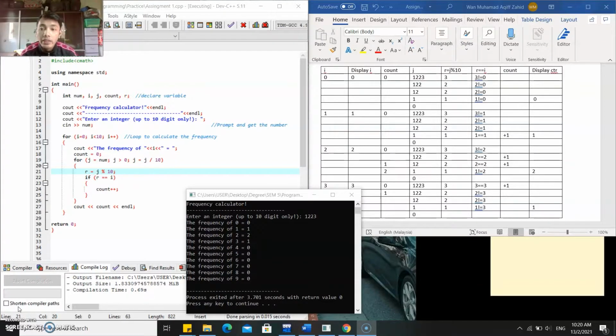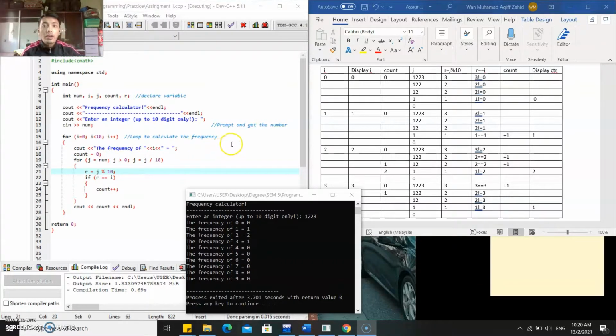So for question 2, we are assigned to construct a program to find the frequency of a number. In this program, firstly, we declare the variables number, i, j, count, and r. Next, we prompt and get the number. After that, the number will be processed in a loop, which is the loop to calculate the frequency.